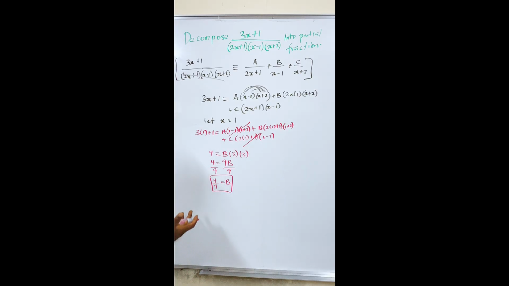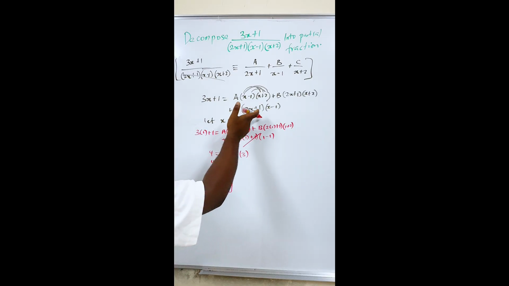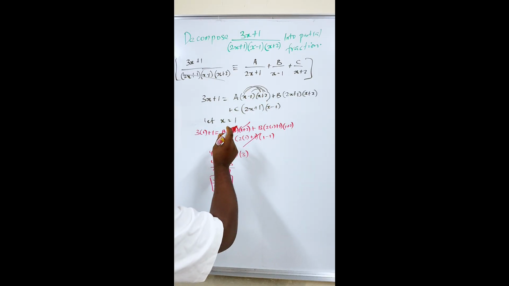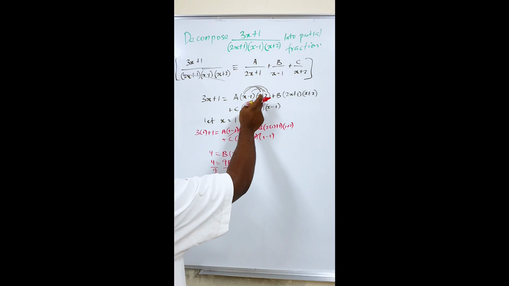Okay, so let's also do the same thing for C or A, whichever one we want to do. For C, we want to get C, we can say let x be -2.